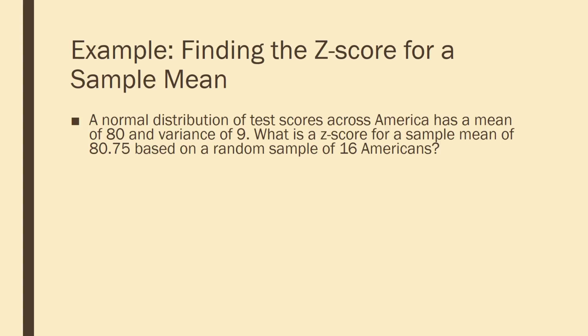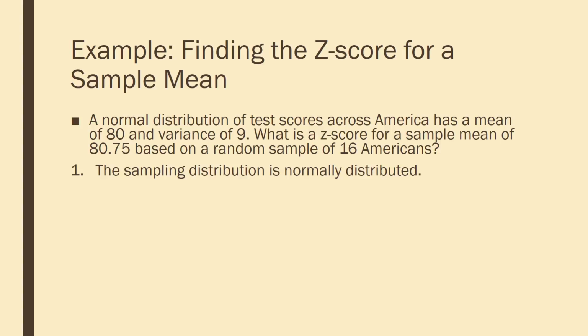So first you want to see if the central limit theorem holds true, and we kind of already went over that, right? There's a normal distribution, and we also have a random sample, so we can use the central limit theorem. So the sampling distribution is going to be normally distributed because we have a normal distribution and a random sample. And then the mean of the sample mean is going to be 80, and the standard error is going to be 3/4.